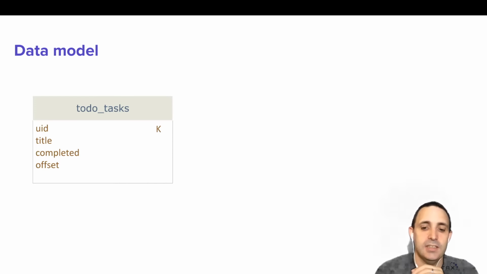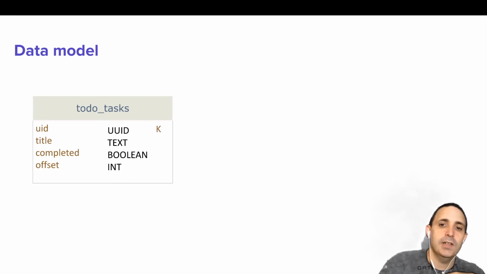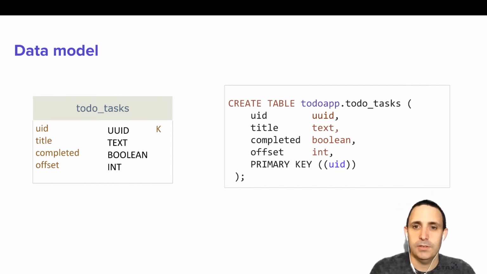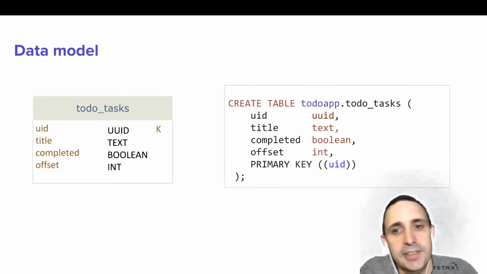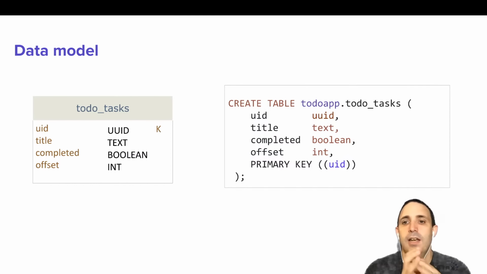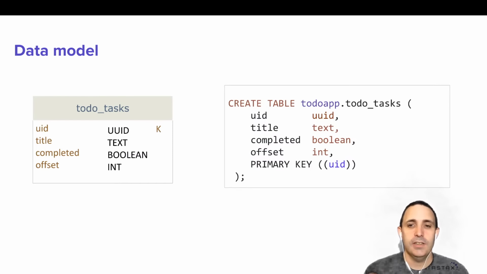If I move that into SQL, I will first define the type, scalar type. UID is a UID, title is a text, completed is a boolean, and offset is an integer. And I can move to the SQL, Cassandra query language statement to create a table. Okay, create table if not exist. UID, title, completed, offset. You got it. And the primary key, UID.